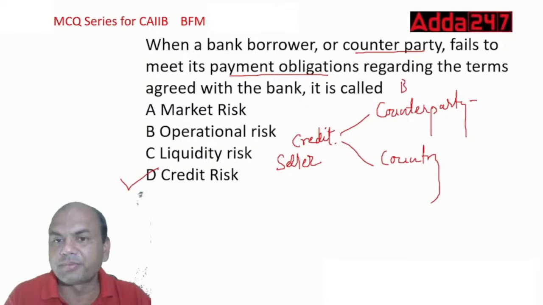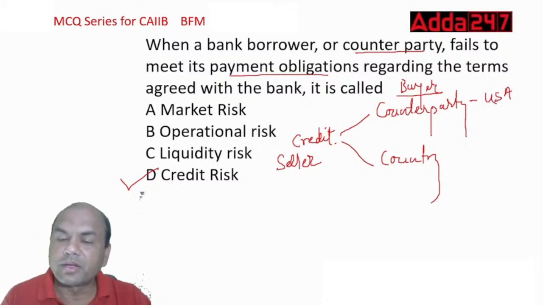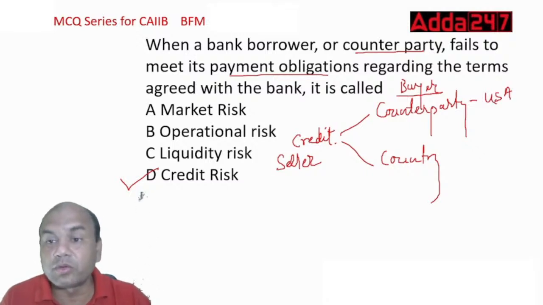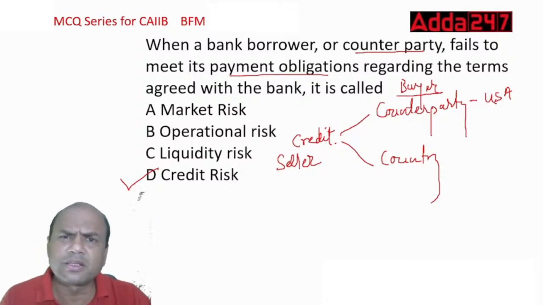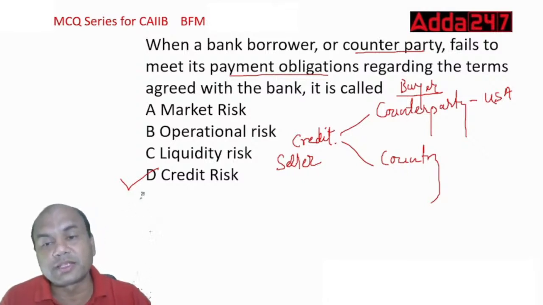Now imagine your counterparty is in USA. Your buyer is in USA. So what does it mean? The USA as a country is good. Are there any legal problems in USA? No, nothing. Europe, no problem. The only problem is that your party is bad. It can happen anywhere. So this is counterparty risk: the country is good, but the counterparty is bad. Second is country risk.